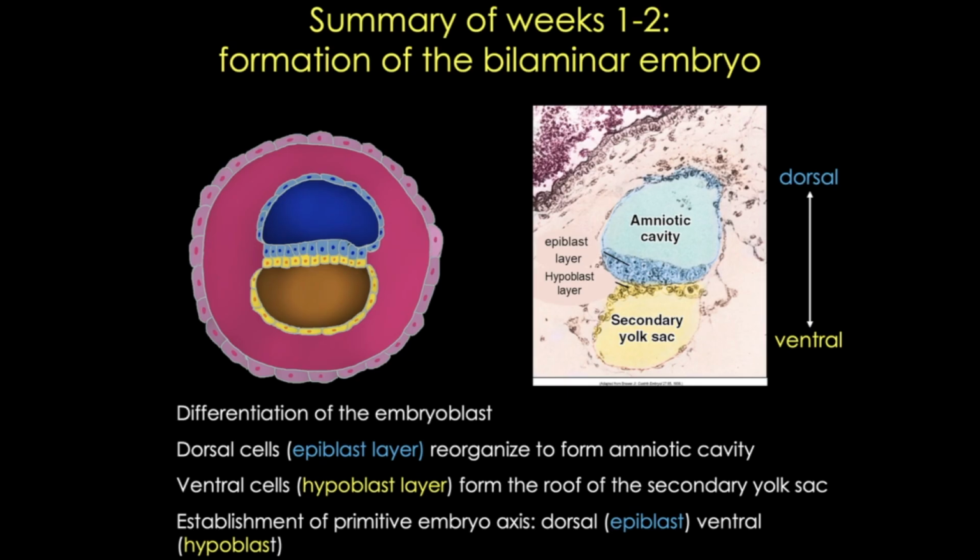Now, I realize this was a pretty quick trip through some incredibly critical processes, and I know that early development is complicated, especially because the names of the structures change a lot in the first couple of weeks, but hang in there. Gastrulation's up next, where this bilaminar embryo will become a trilaminar one, and we'll see the formation of ectoderm, mesoderm, and endoderm.